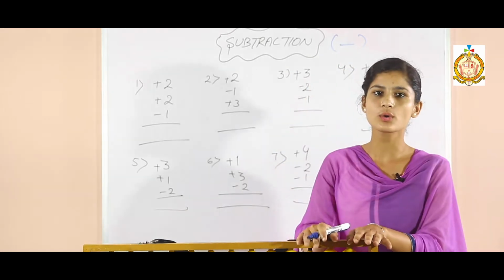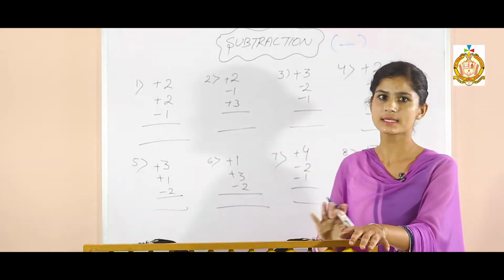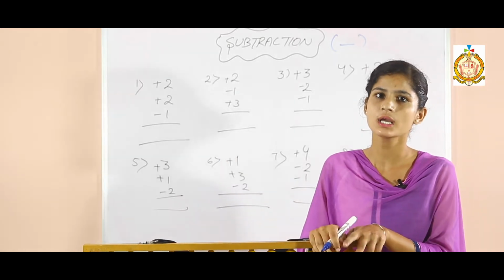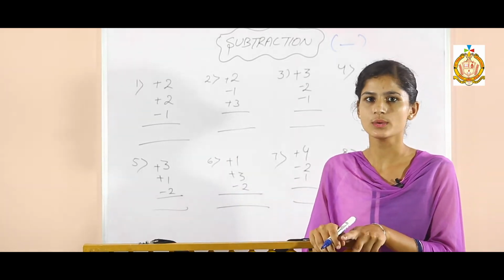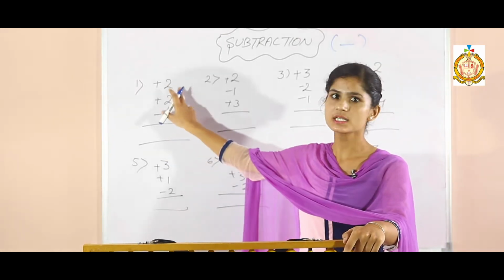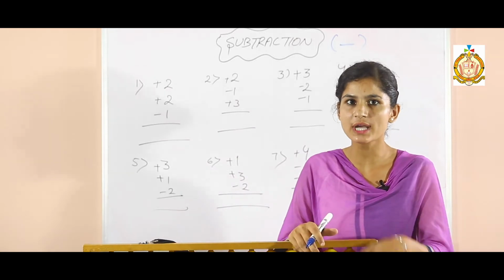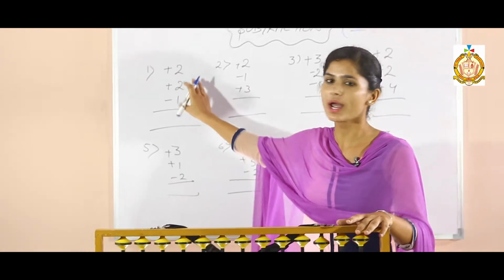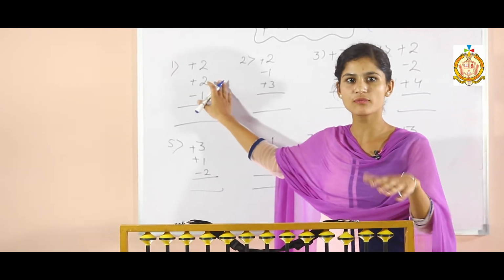Okay. Now we are going to perform these sums on the abacus scale. कि हम कैसे सब्ट्रैक्शन कर सकते हैं अबैकस स्केल में. Today we will learn this new concept. Okay, now first sum, look at here. Firstly add 2, मतलब हम अबैकस में कुछ ऐड करेंगे तभी हम कुछ सब्ट्रैक्ट करेंगे ना उसमें से. So firstly we have to add some numbers, after that we can perform subtraction.